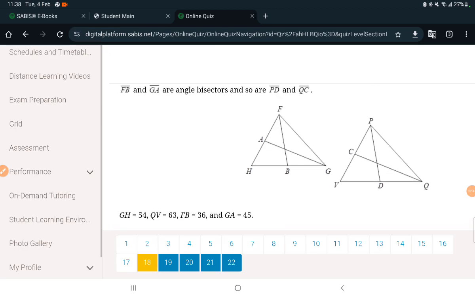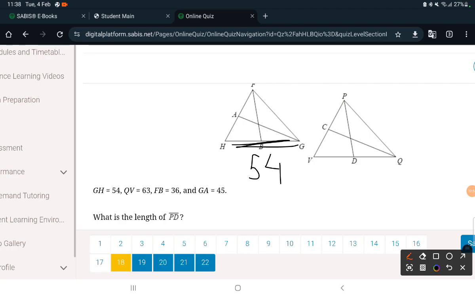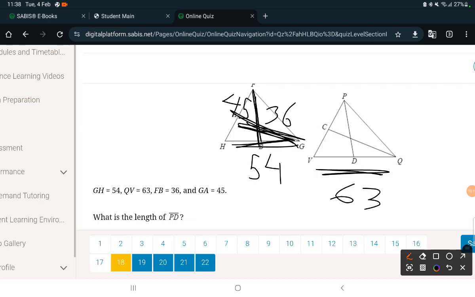Okay, GH is equal to 54. So GH, the whole thing over here, is equal to 54. QV is equal to 63. FB is equal to 36. This is 36. And G is equal to 45. Where is G? G is over here. It's equal to 45. Okay, so what is the length of PD? They want the length of PD.